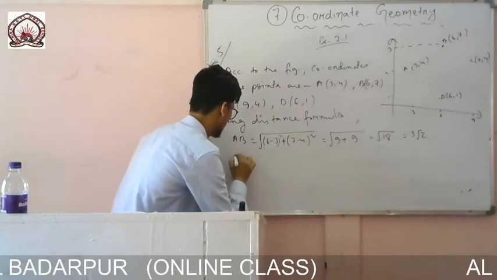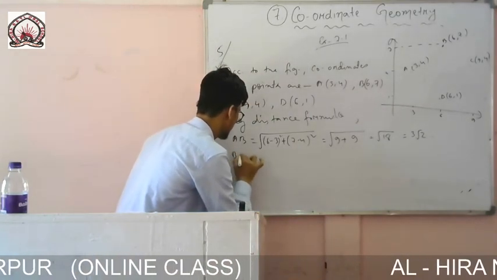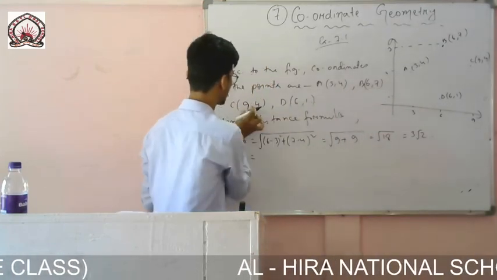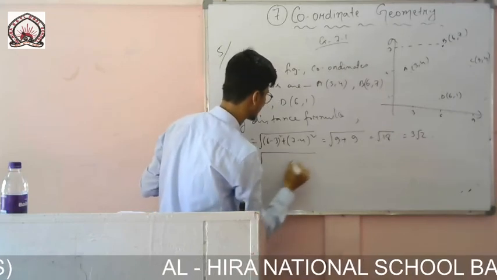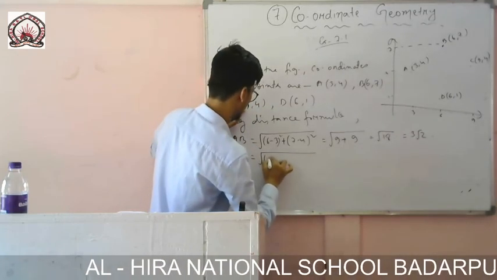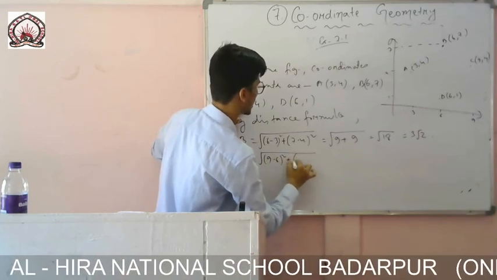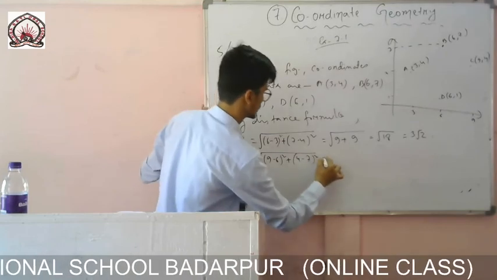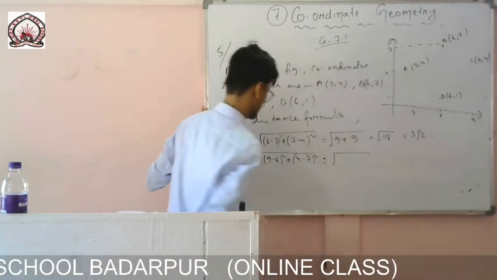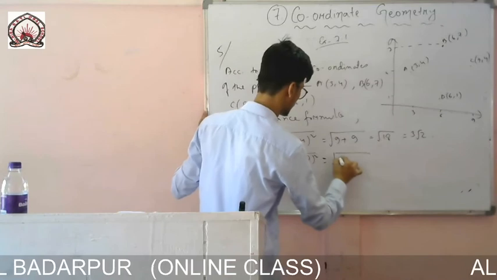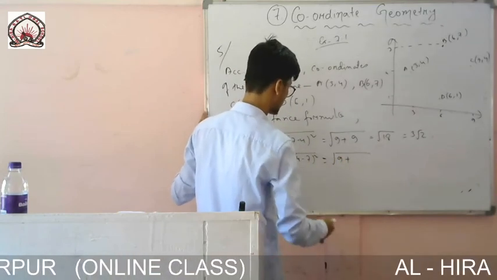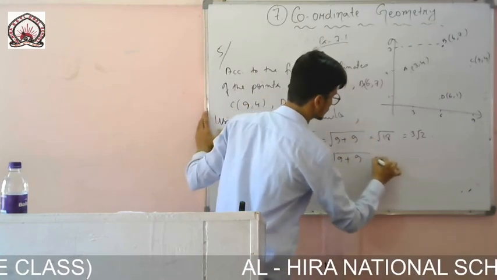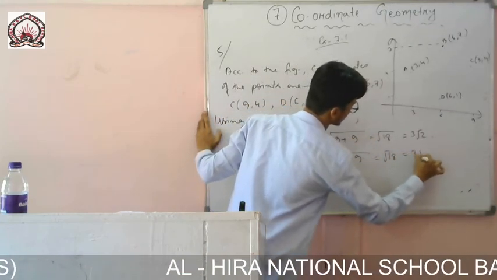Then BC. In case of BC, this one will be x1, y1, this one x2, y2. So it will be x2 minus x1: the square root of (9 minus 6) whole square plus (4 minus 7) whole square. Let me solve it. 9 minus 6 is 3, so 3 square is 9. Then 4 minus 7 is minus 3, so again it is 9. So it is root 18, and I can write it as 3 root 2.